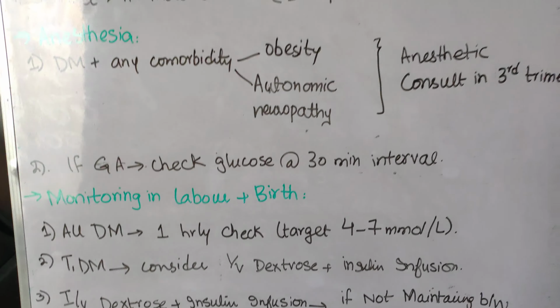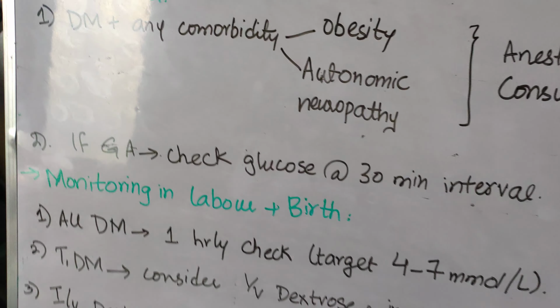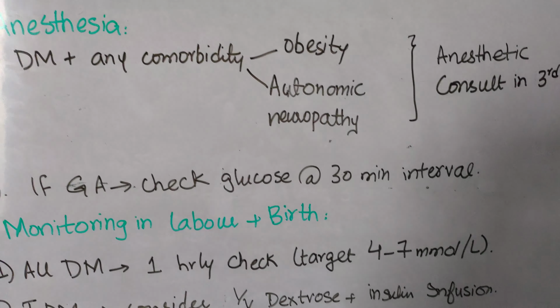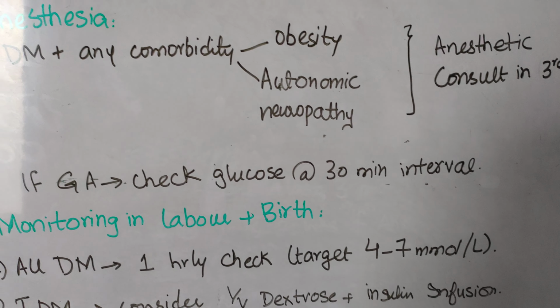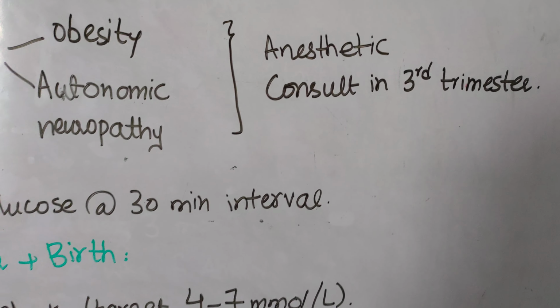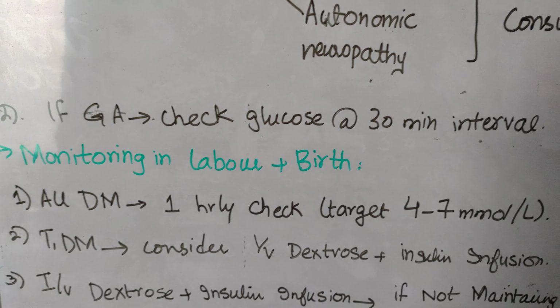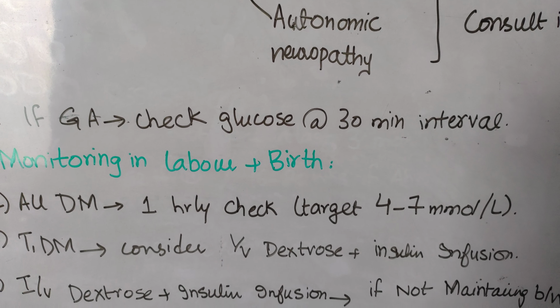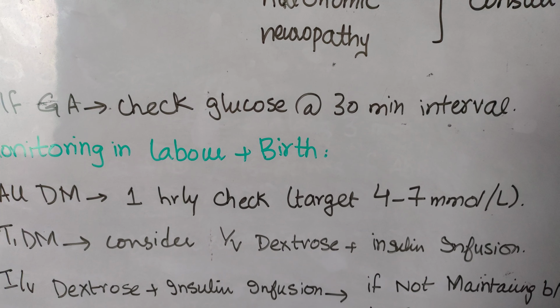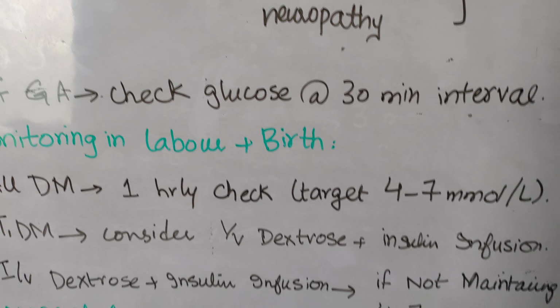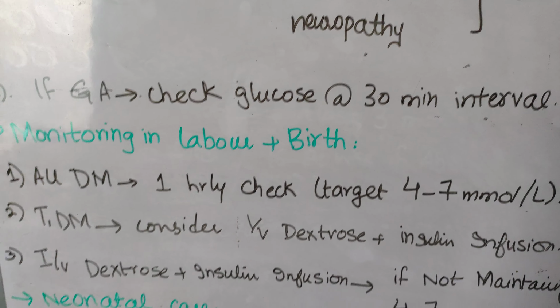Well, any woman who is a diabetic patient and is having any associated comorbidity, that is, if she is obese or having autonomic neuropathy, then an anesthetic consultation should be done in the third trimester. If the female received general anesthesia during her birth, the plasma glucose levels should be checked at every 30-minute interval till the baby is born and the patient is fully conscious.